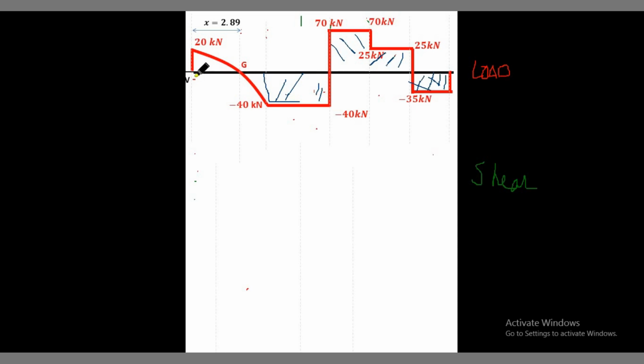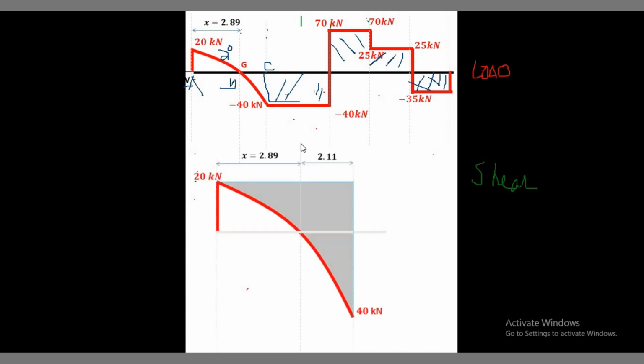Paano makukuha yung area? This is point A. This is point B. This is point C. Paano ko makukuha yung area ni A to B? This is not a triangle. Take note, this is a 2-degree curve. Kaya hindi yan triangle. Hindi mo pwedeng gamitin yung 1/2 base times height. Since that is a 2-degree curve, and if I'm going to explode itong ABC, ganito yung magiging itsura. Yung X natin is 2.89, then from G to C, that is 2.11.